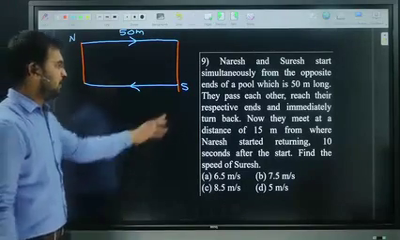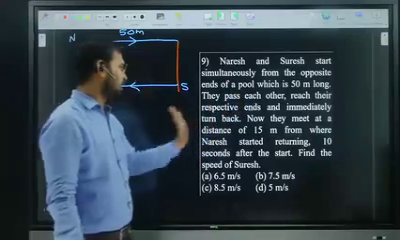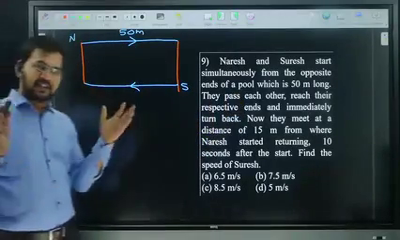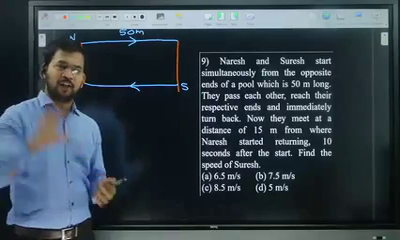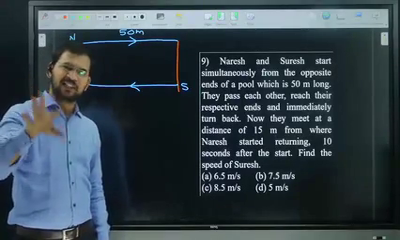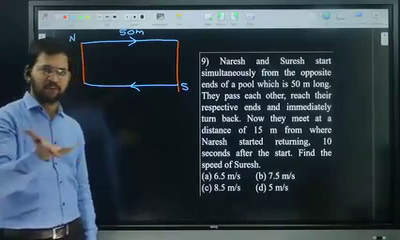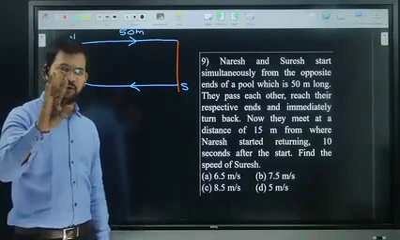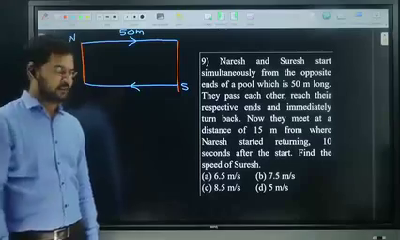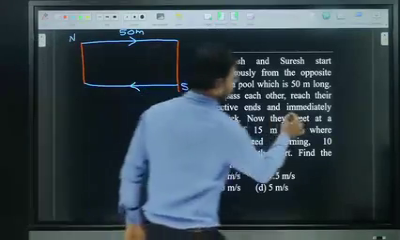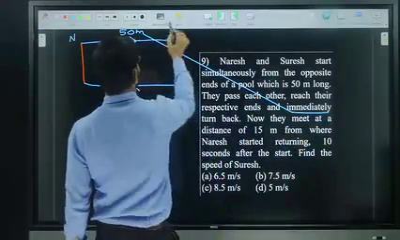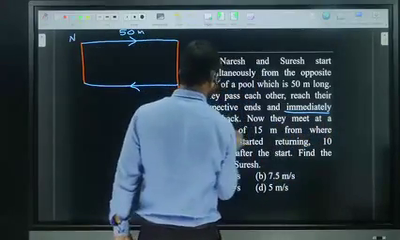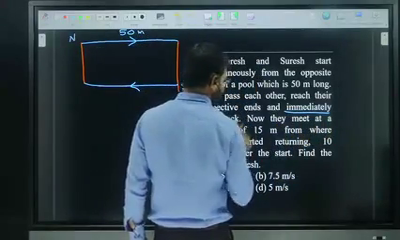Opposite ends of a pool, they pass each other and reach their respective ends. That is nothing but Naresh covered 50 meters as well as Suresh covered 50 meters. Yes or no? Both of them reach their respective ends, the opposite ends. Therefore, both will cover 50 meters distance. After that, they immediately turn back. Listen carefully. Immediately turn back.